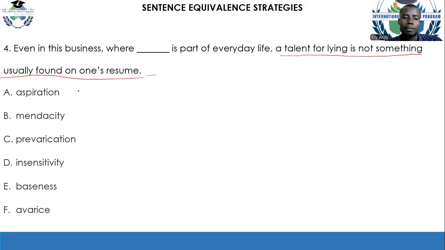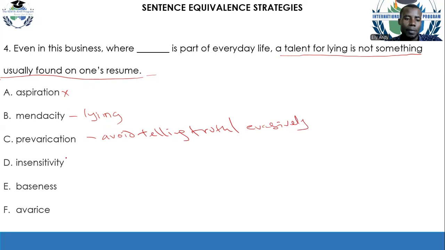Okay, so a talent for lying. So let's look at this: aspiration, mendacity, that means lying, so we can leave that for now. Prevarication also has the same connotation, because it means to avoid telling the truth, or to act or speak evasively. Insensitivity won't make any logical sense with the sentence. Baseness also won't make sense, and avarice won't make sense because it means extreme greed for wealth.